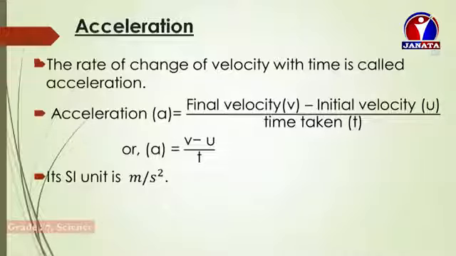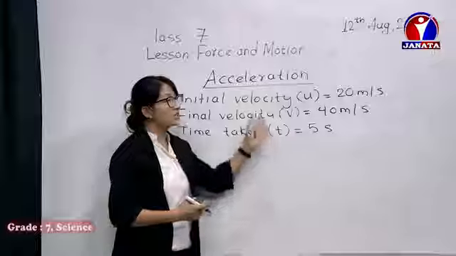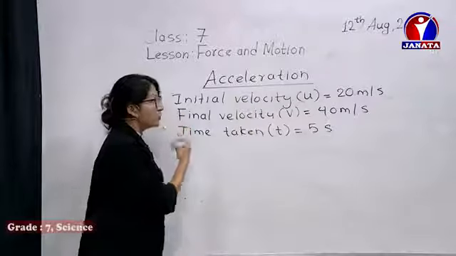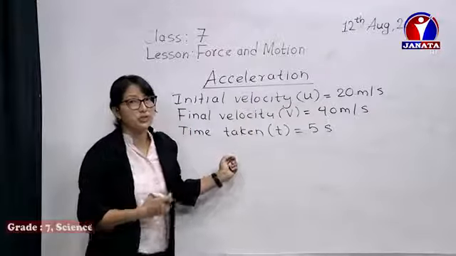Its SI unit is meter per second square. You can check here: the SI unit of acceleration is meter per second square. Velocity's SI unit is meter per second. Acceleration's SI unit is meter per second square. You can keep this formula in mind. Using that formula, now we are going to solve the numerical.